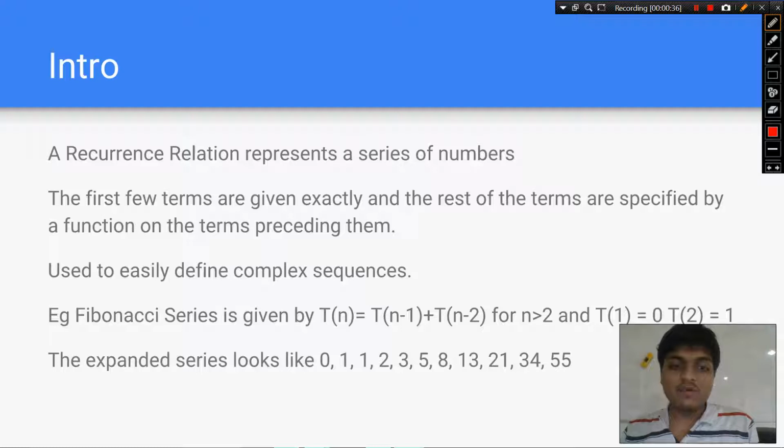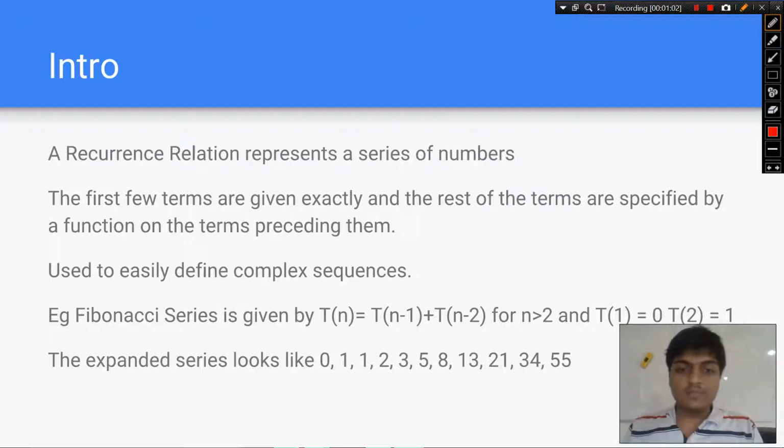It is given by this formula: t sub n is equal to t sub n minus 1 plus t sub n minus 2. So this means the nth term of the series is given by the (n minus 1)th term plus the (n minus 2)th term, and t1 is 0 and t2 is 1. So using this, we can expand the series to generate the first 5 or 6 terms here.